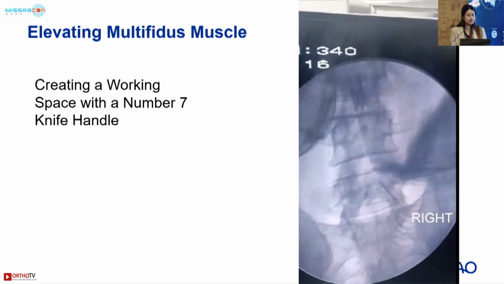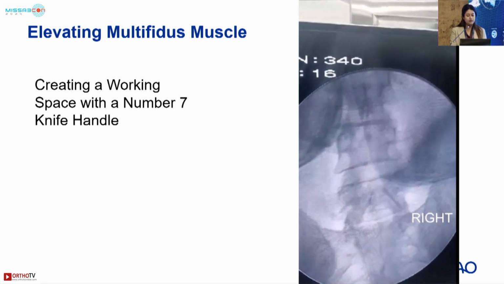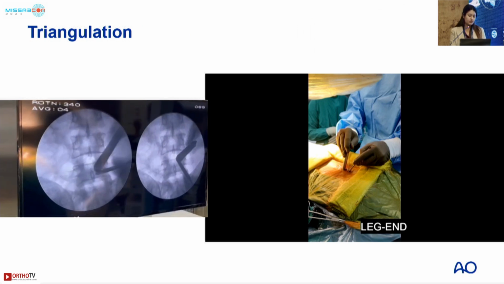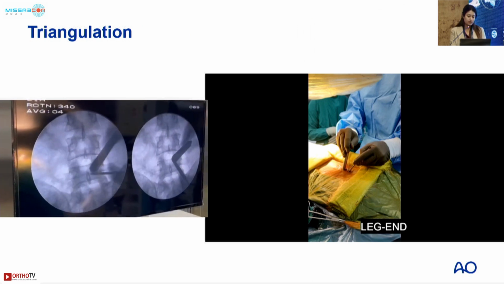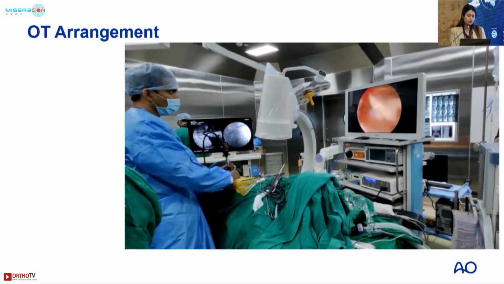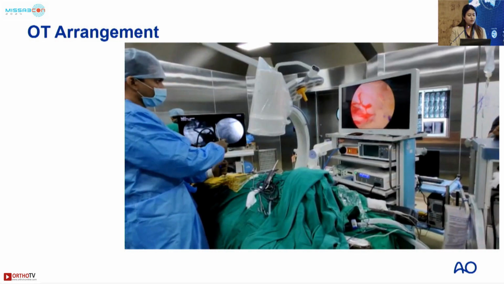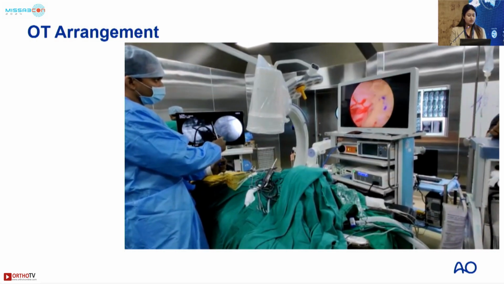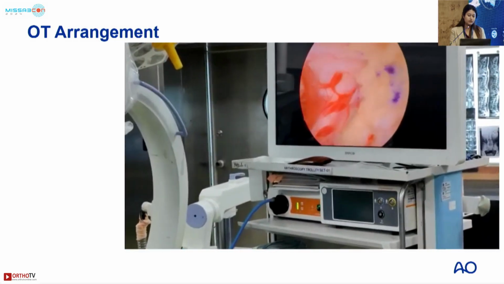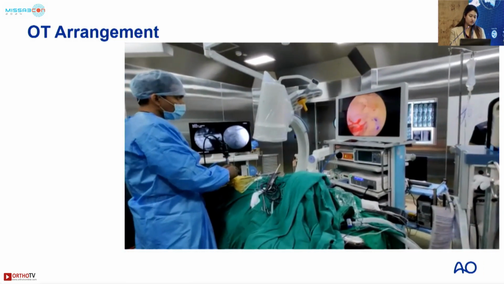We are elevating the multifidus muscle, creating a working space with a number 7 knife handle. Here you can see triangulation is being done. The surgeon is standing on the right side. This is the typical OT arrangement of unilateral biportal endoscopy. It is of utmost importance that the staff and the nurses are well oriented to the irrigation system. This is a different case, but just to show where the surgeon is standing in the technique.